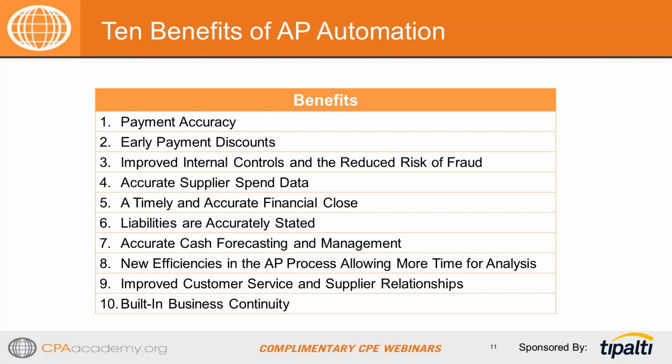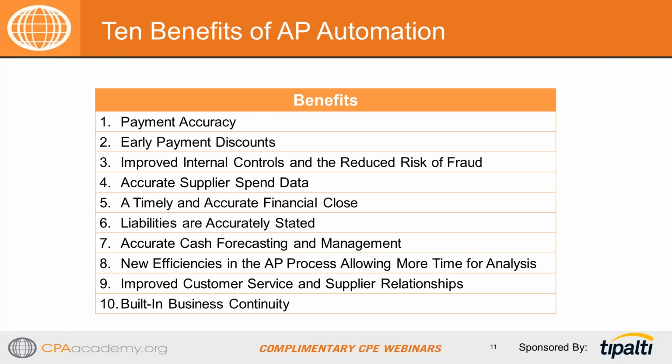And we're looking at a more timely and accurate close, because guess what? If we have electronic invoicing with AP automation, we are not having to do as many accruals, and we know that the invoices that are processed when we do our financial close cutoff are going to be all captured for that monthly close. We're stating liabilities accurately, and as mentioned, we have accurate cash forecasting and management.